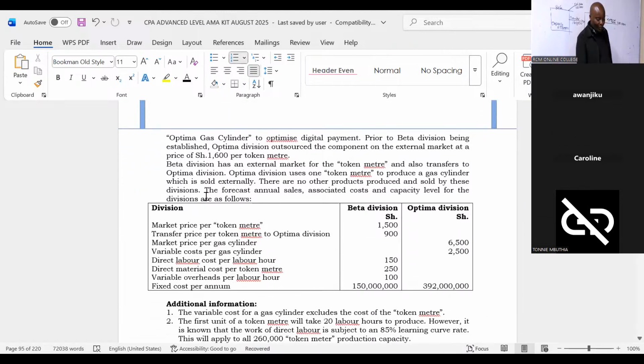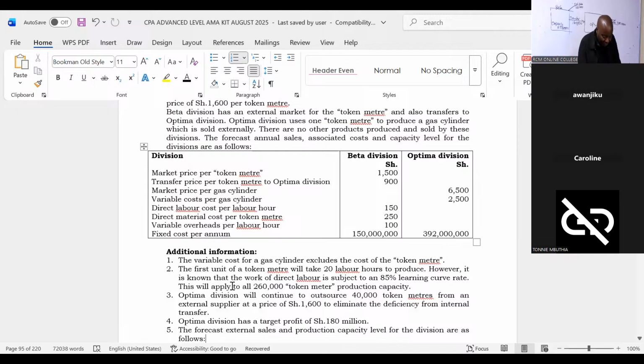So you can see here, market price per token. Beta division 1,500 external. Market price external. Transfer price, in this case here, how much? 900. Market price per gas cylinder for Optima, 65. Variable cost per gas cylinder is given there. You can see direct labor cost, direct material cost per token, variable overhead per labor hour. Fixed cost per annum is also given there. We can now read this slowly.